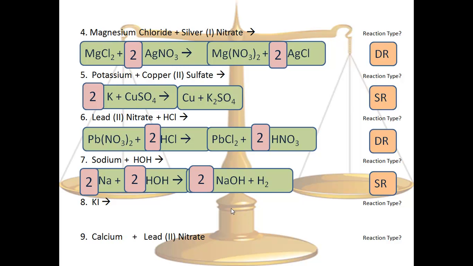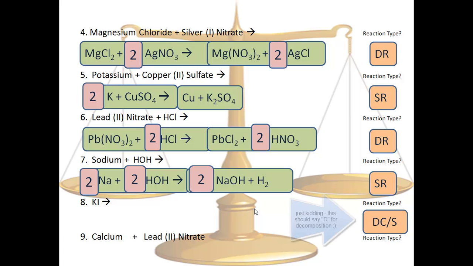So this one's kind of a weird one. You have to do a little guess and check. Now let's go back and check. 2 Na's on both sides, check, check. 4 H's on the left, 2 plus 2, 4 H's on the right, and then 2 O's on the left, 2 O's on the right. That was a tricky one.